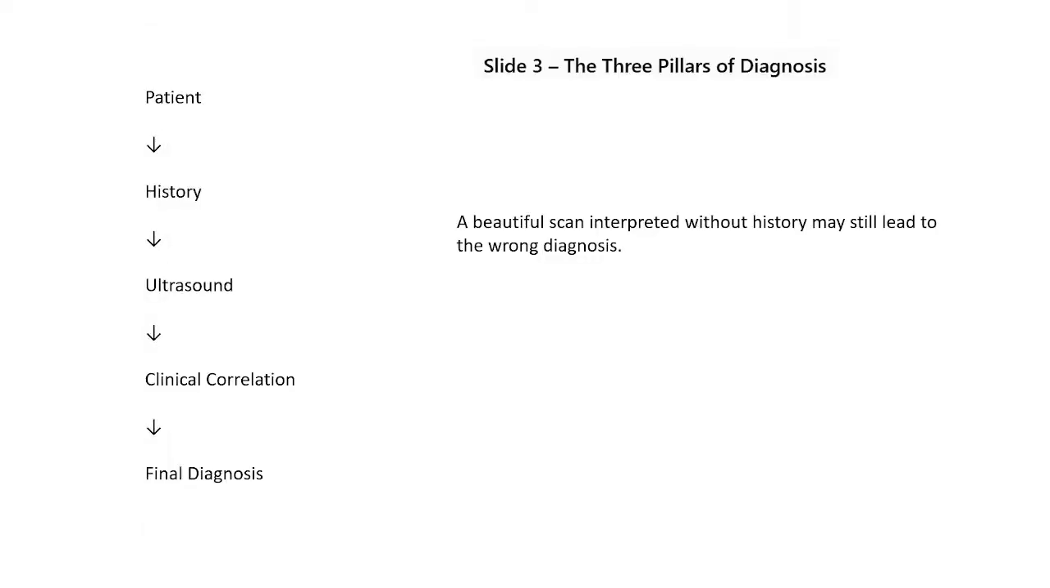Now, the three pillars of diagnosis, what are they? The patient history, ultrasound, clinical correlation, and then the final diagnosis. A beautiful scan interpreted without history may still lead us to a wrong diagnosis. Even if you have a very beautiful ultrasound scan interpreted without history, it might lead to a misdiagnosis. So the patient history, the ultrasound, clinical correlation, and then the final diagnosis follows.